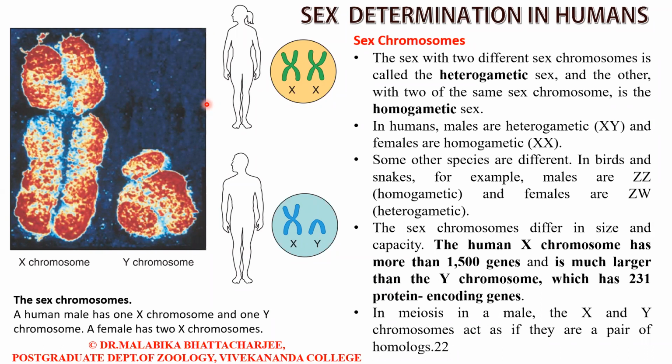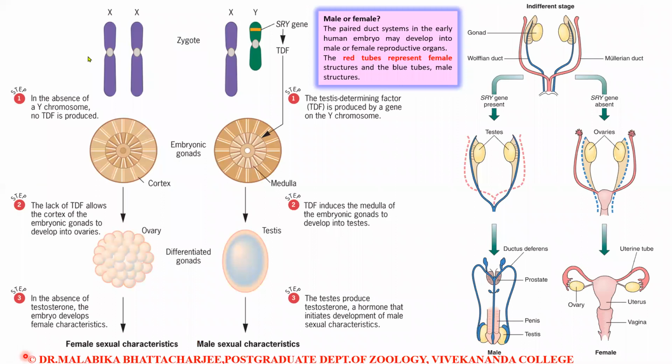Now moving on to the next slide. So this is the female genotype, this is the male genotype. As I said, in the absence of the Y chromosome, the default fate of the embryo is to develop into an ovary. The embryonal gonadal cortex develops into the ovary, and finally female sexual characteristics develop.